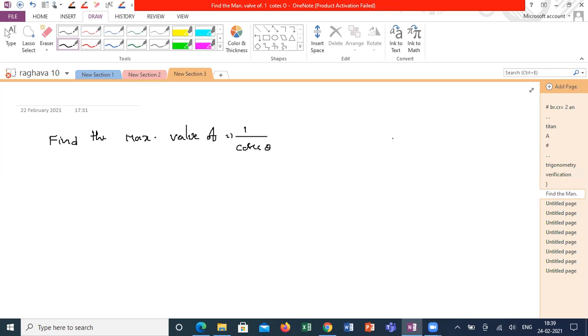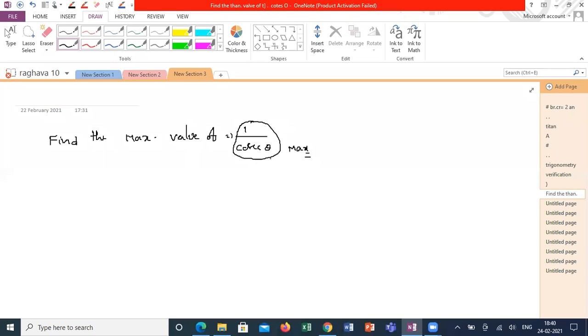Sorry guys, the previous is a little different. When this whole value can be maximum, at what angle can it be maximum? Cosecant 0 is not 0, cosecant 0 is undefined. Sorry. Cosecant 90 is 1.